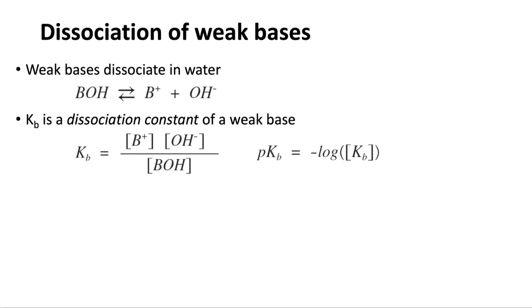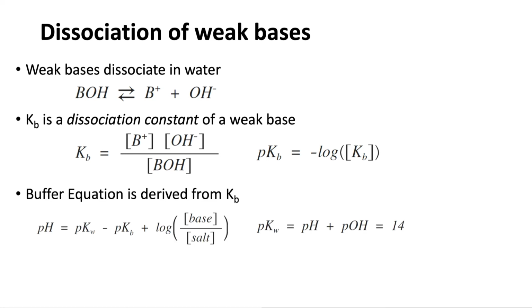It's calculated the same way. It's the concentration of the resulting products, meaning the salt and the hydroxide molecule, over the concentration of the initial base that you started with. So it's set up the same, but we call this Kb since it's the dissociation of a weak base. And we do the same thing. A pKb is going to be equal to the negative log base 10 of the Kb concentration. And again, we do that so that the values are larger.